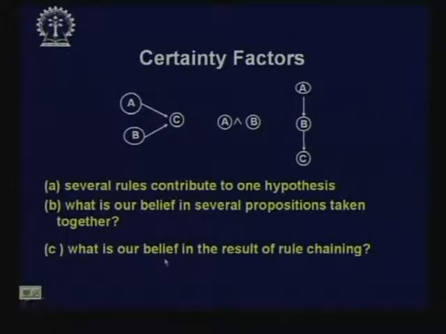The third case that can occur: what is our belief in the result of rule chaining, which I was showing a few moments back? There is a rule A implies B with some uncertainty, maybe in A, in this fact itself, or in the implication itself. So, there is some uncertainty here and there is some uncertainty here. When I chain them together, what would be the certainty in this result C?